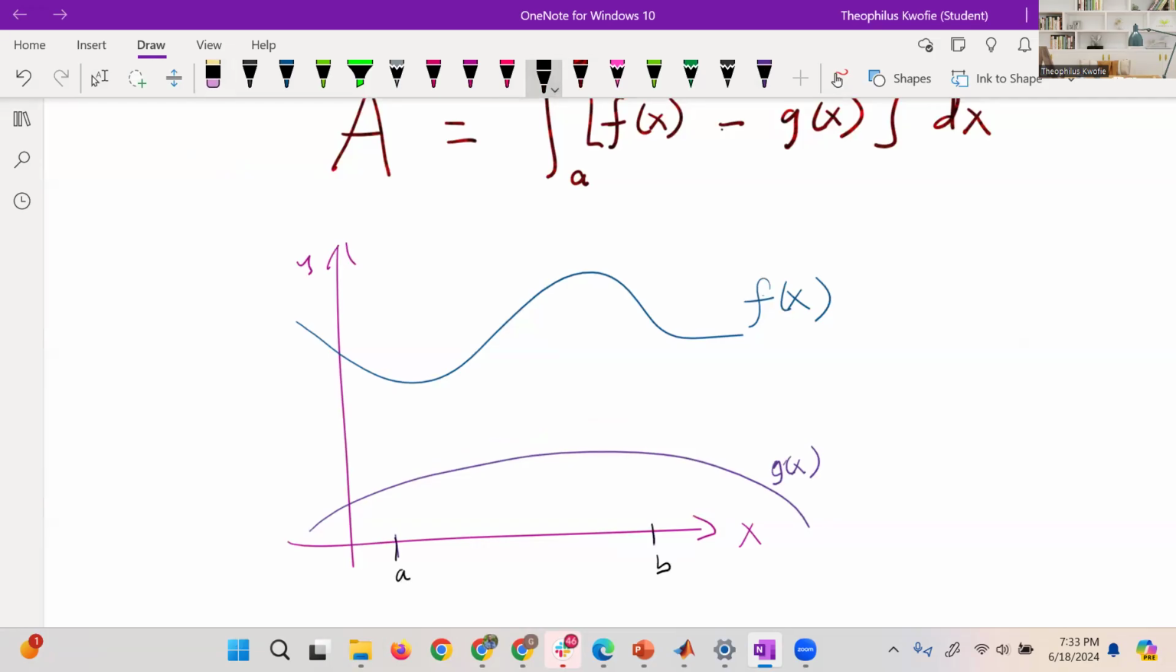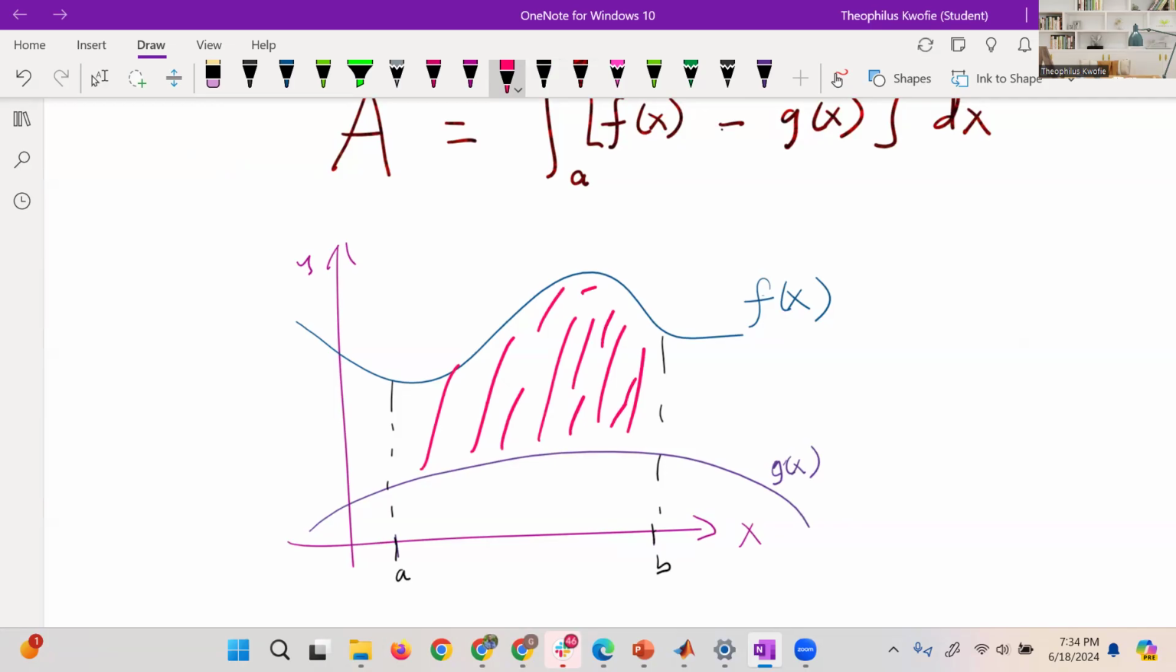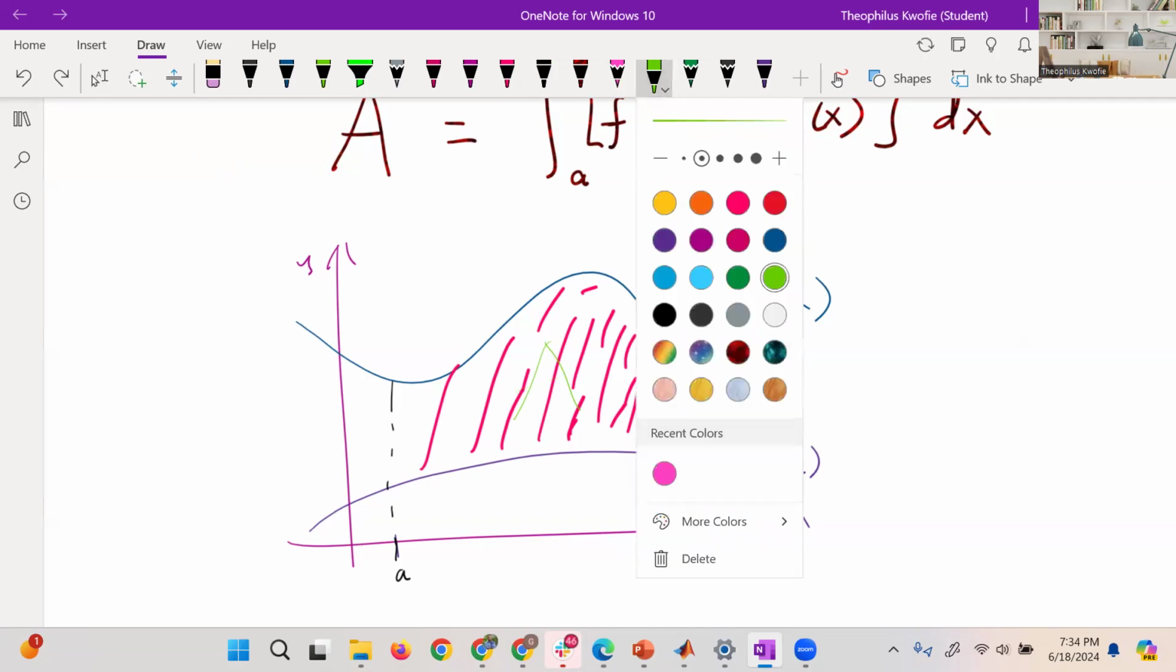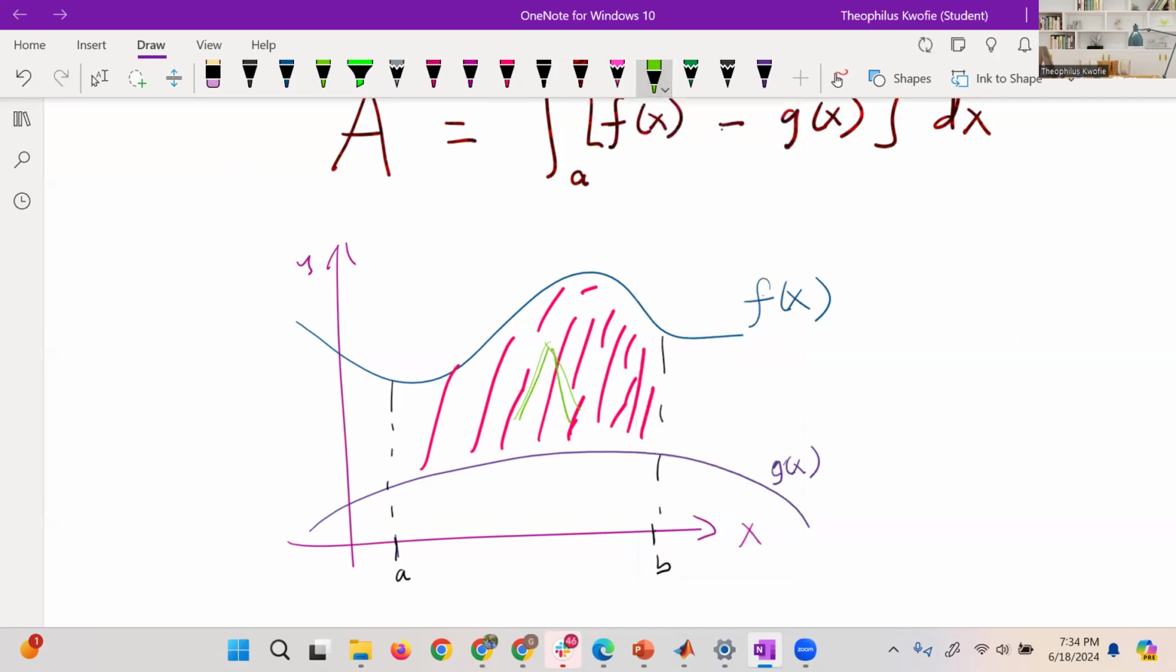If they are bounded by a and b, then we claim that the area will occur within this region. So the area will be sandwiched by these two curves. So our area would occur here. So this is our area. It will be within this region.